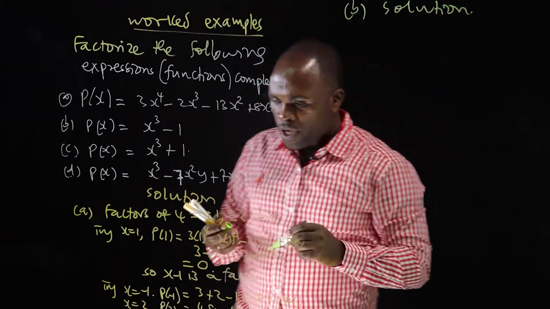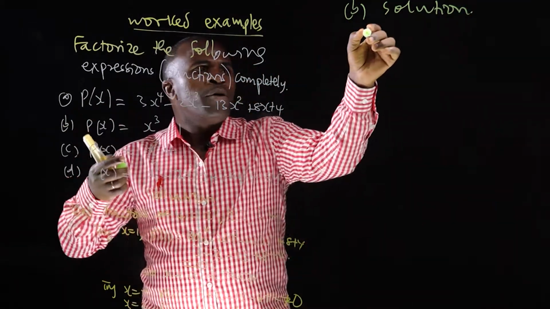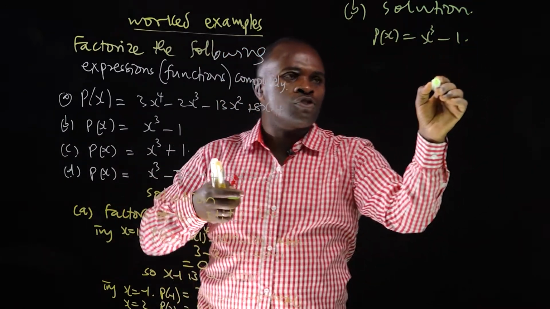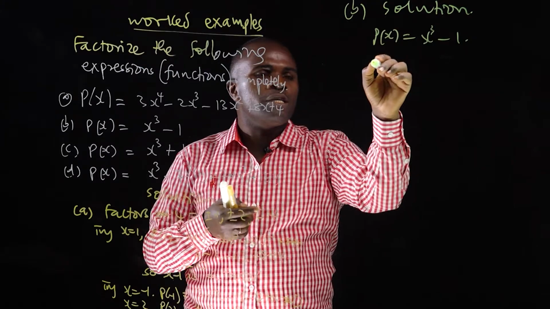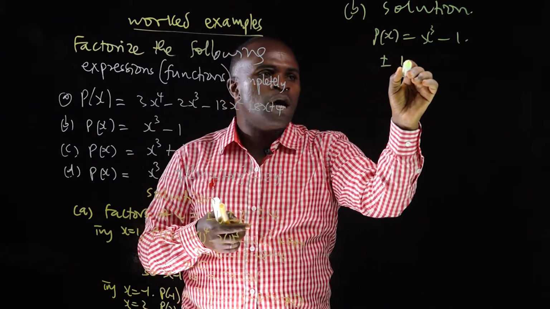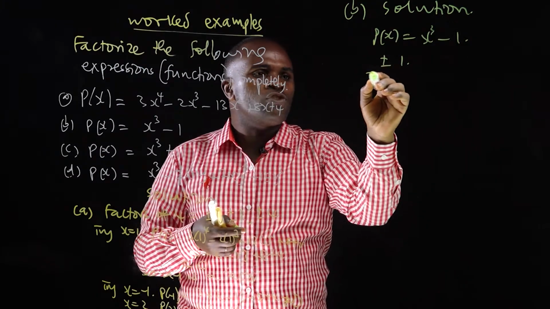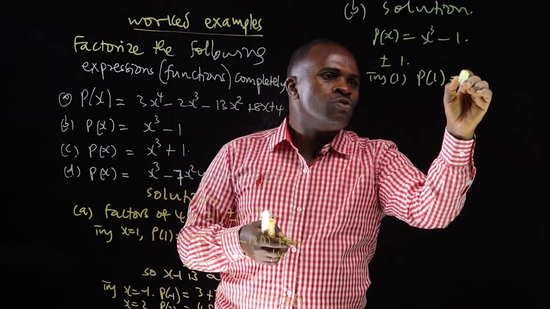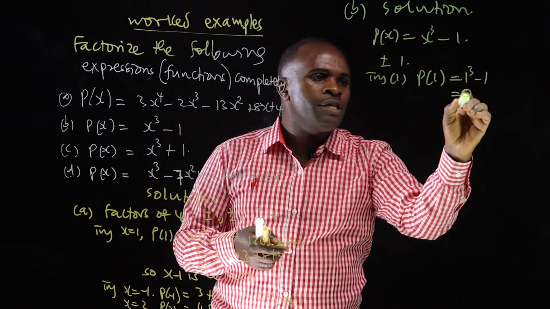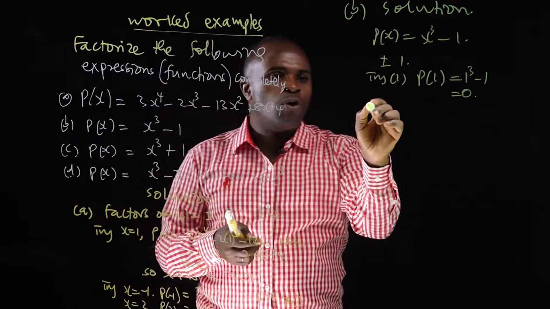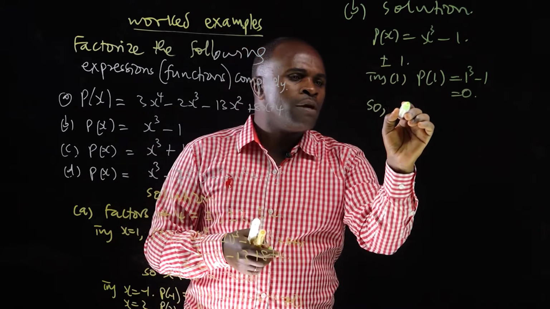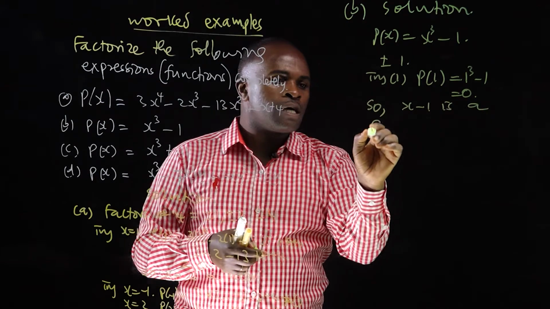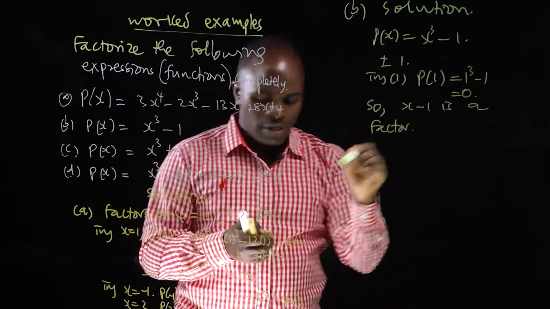With B here, this was simple. P of x equals x cubed minus 1. So here we say, which numbers can you put to make it zero? We say plus or minus 1, factors of this number. So let's try 1. P of 1 equals 1 cubed minus 1, which is 0. We say so x minus 1 is a factor.